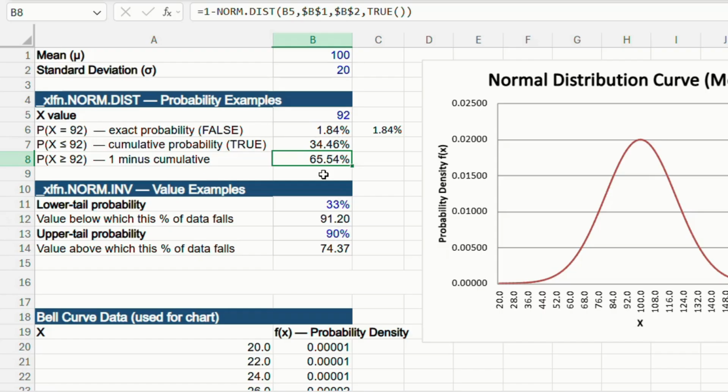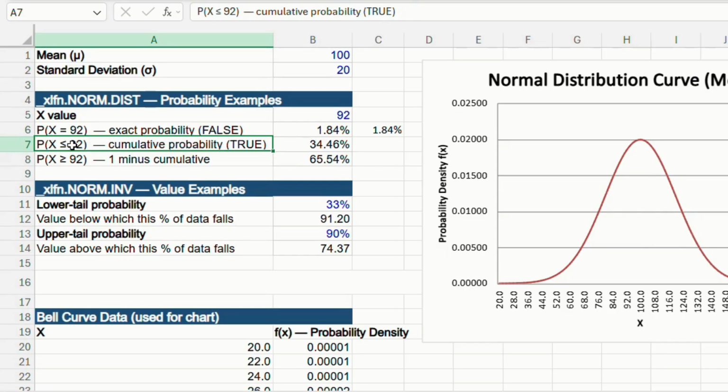We subtract from 1 because normal distribution with true doesn't give you 92 or more, it gives you 92 or less. It's calculating everything left of the 92 on the curve. So that 34.46% is actually the probability of scoring 92 or less, right? To flip that and get 92 or more, we subtract our result from 1.